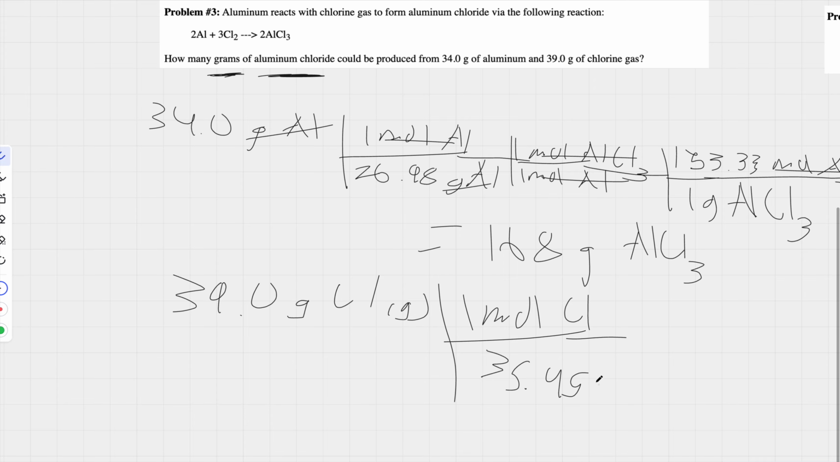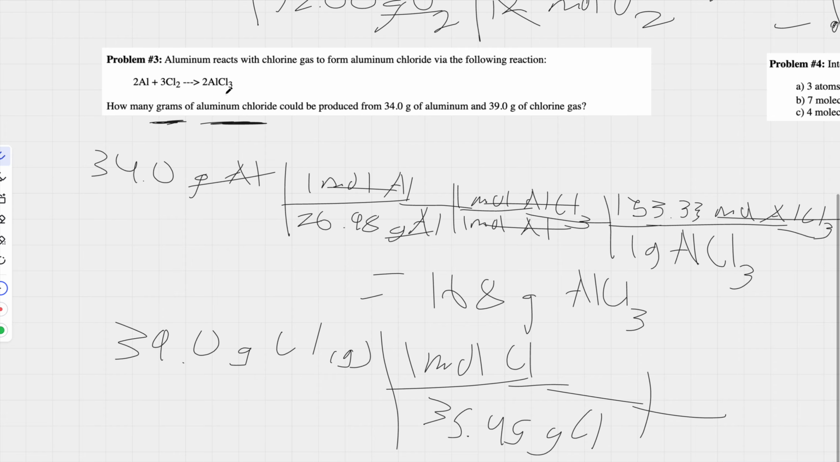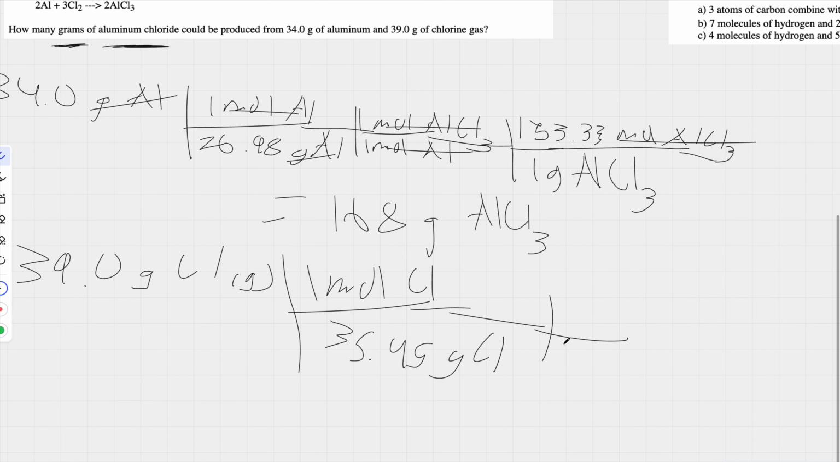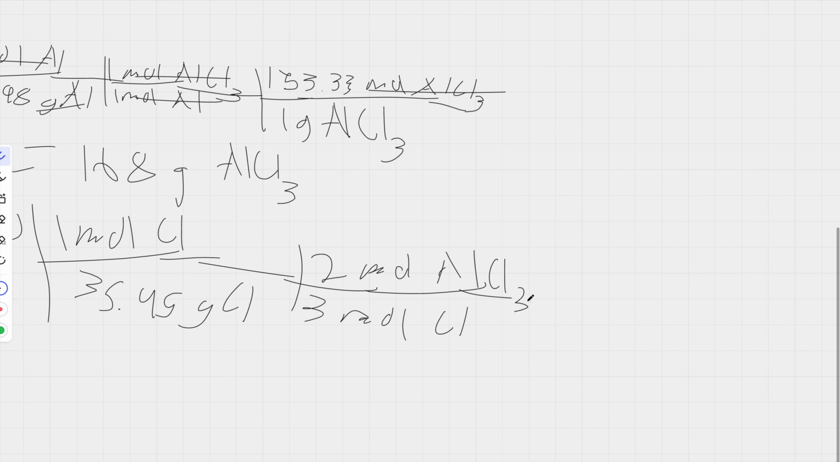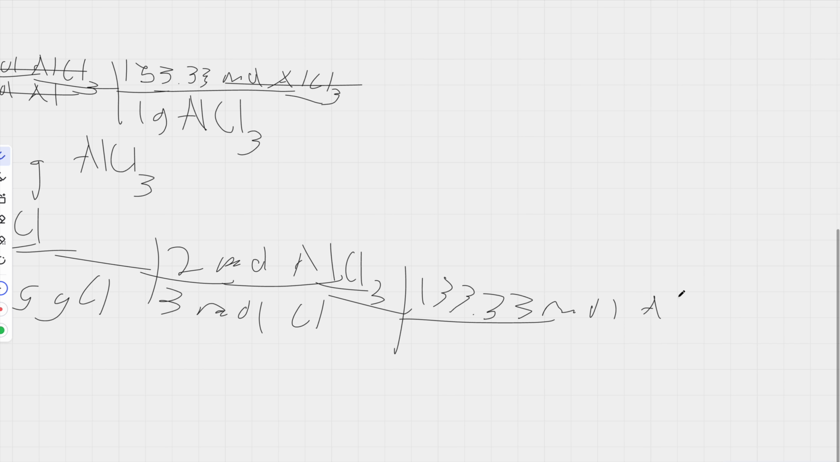The molar mass is 35.45 grams of chlorine. Mole ratio, there's 3. Okay, since these are not a 1-to-1 ratio, we have to write it out. So now there's 3 moles of chlorine for every 2 moles of aluminum chloride. And then last step, we just multiply by the molar mass of aluminum chloride to find the amount of grams made.